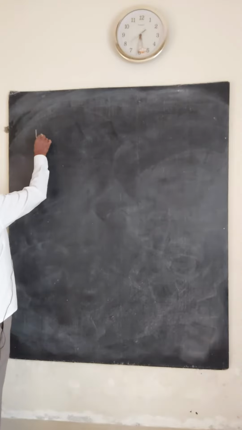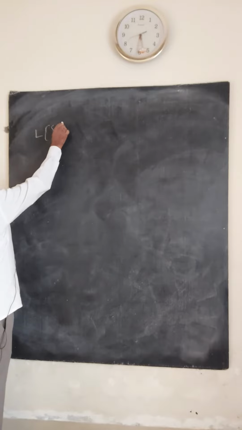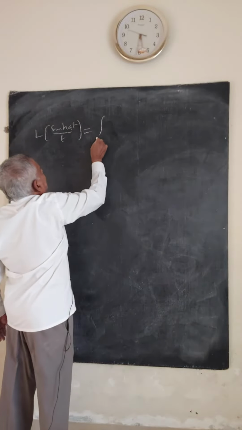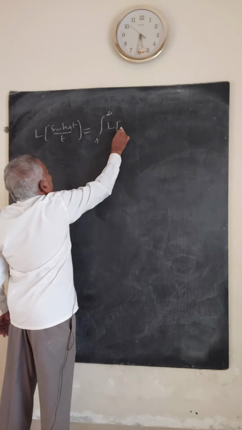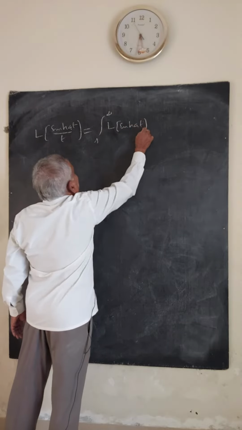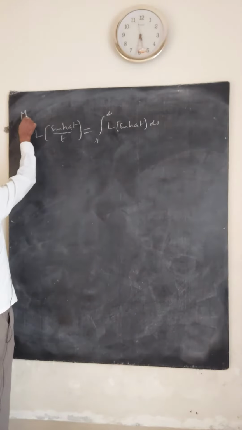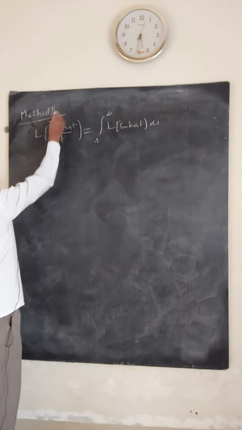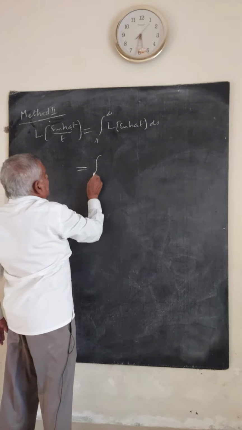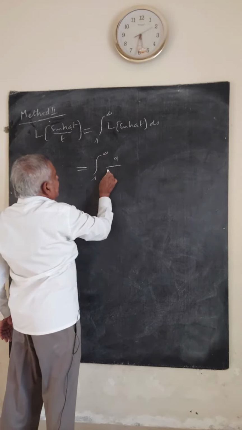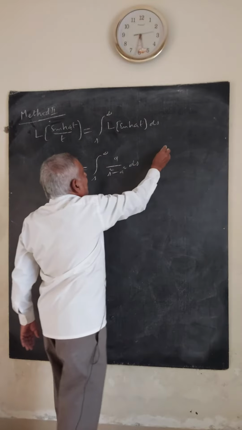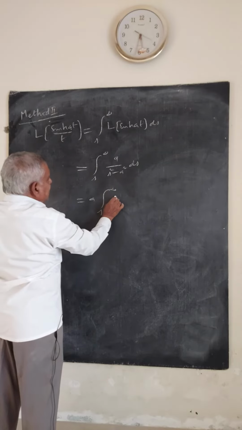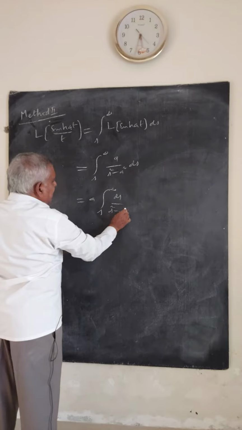Again, one more method. L of sinh(at)/t equals integral from s to infinity of L of sinh(at) ds. Method 2. Equal to integral from s to infinity of a/(s² − a²), which is the basic formula. A taken out, integral from s to infinity of ds/(s² − a²).